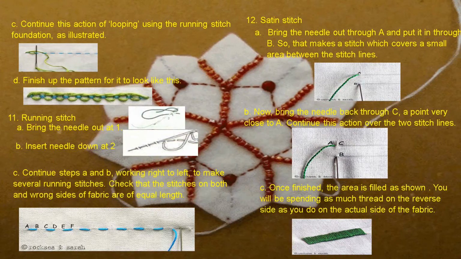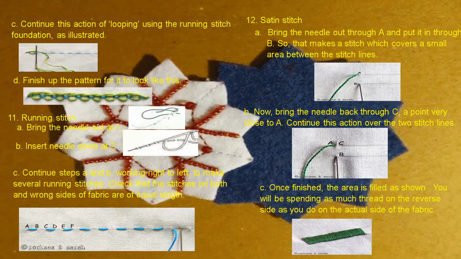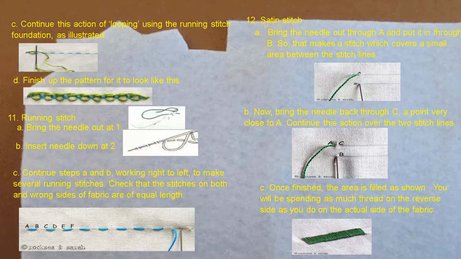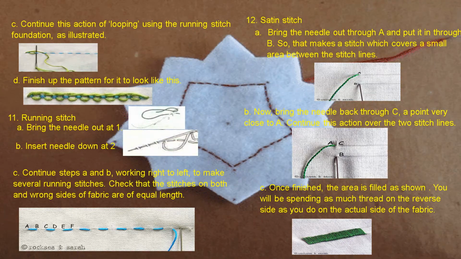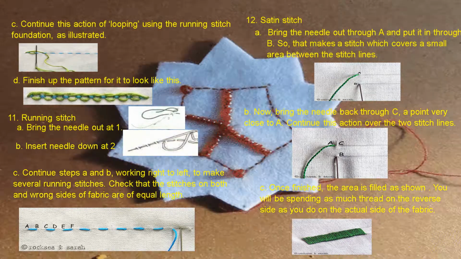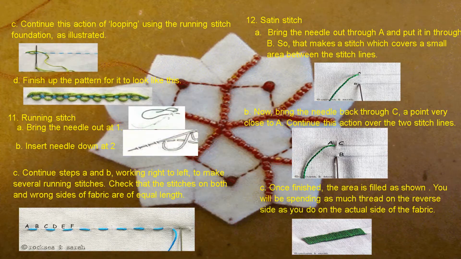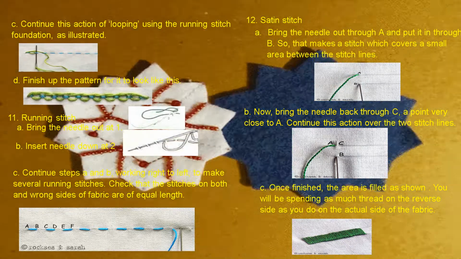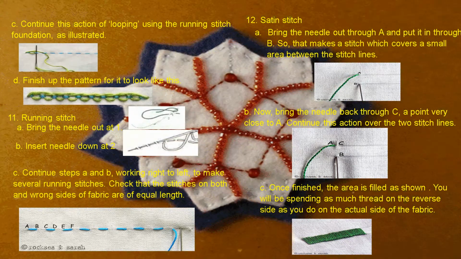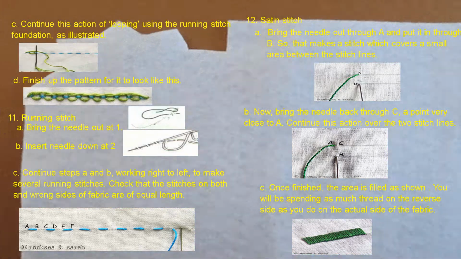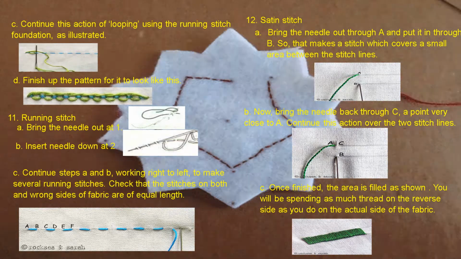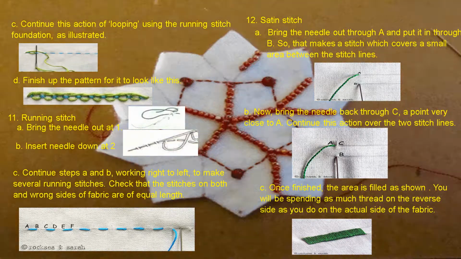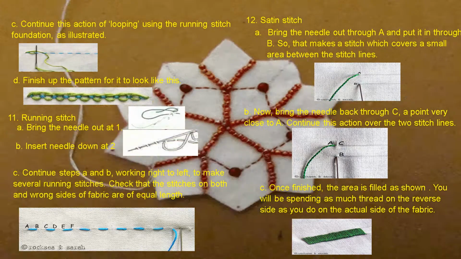Number 12. We have satin stitch. The first thing to do, bring the needle out from A and put it into B so that it makes a stitch which covers a small area between the stitch lines, as you can see in the picture below in letter A. Now bring the needle back through C, a point very close to A. Continue this action over the two stitch lines. Once finished, the area is filled as shown. You will be spending as much thread on the reverse side as you do on the actual side of the fabric, as you can see in the picture below in letter C.